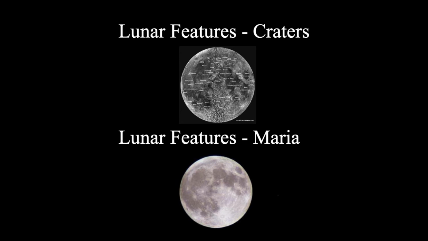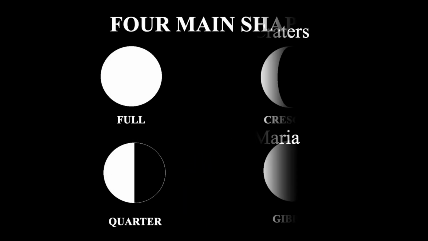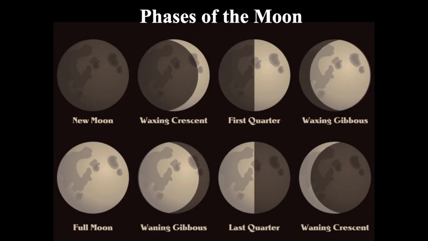This is what we see from our house, those little patterns on the moon are called maria, which means ocean or sea. But these are not really oceans. These are actually basaltic plains, very flat areas. Now there are four main shapes of the moon, and we're going to use these: the full moon, crescent moon, quarter moon, and gibbous. Basically, we're going to use that for our knowledge of the phases of the moon.